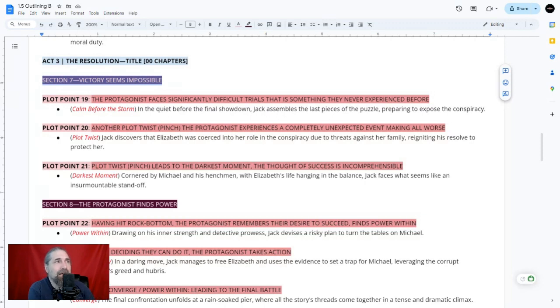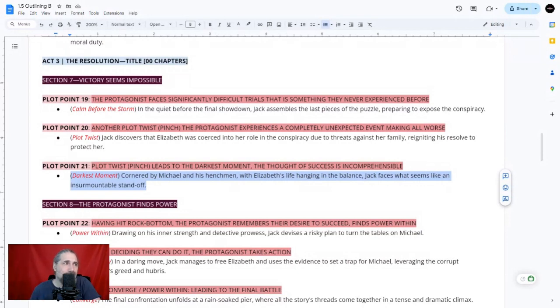If it was a twist, it would be like Elizabeth was always the bad person. What he had thought turns out to be true, and in this moment it would be worse than true: she is not only a bad person, but the person running everything. But since it's not that, it's more of a pinch, because his initial feelings for her were right. And the fact that she's being coerced into the role and her family is being threatened pinches him. It's a little bit more push on him. Because of that, it leads to Elizabeth's life hanging in the balance. Jack faces what seems like an insurmountable standoff.